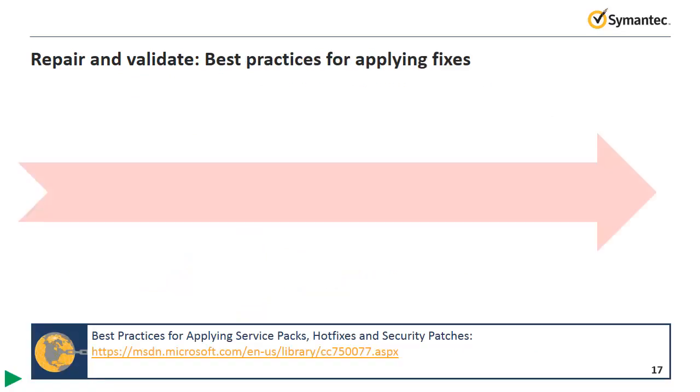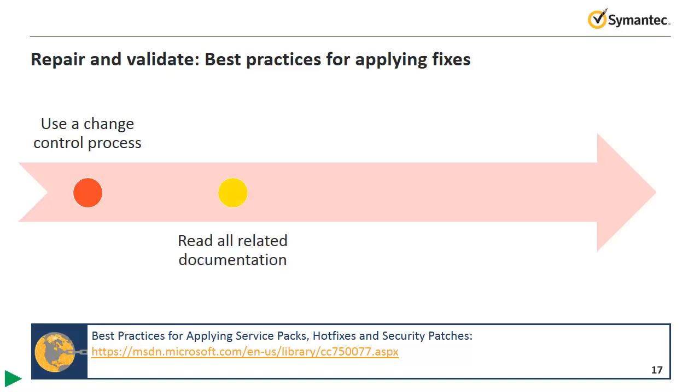When applying fixes, Microsoft recommends to use the following best practices. Use a change control process to document changes made to the management server. Change control minimizes downtime and ensures changes happen in a coordinated manner. Read all related documentation to ensure that you have an understanding of the change. Depending on the type of fix, it may be a good idea to test the fix in a non-production environment.